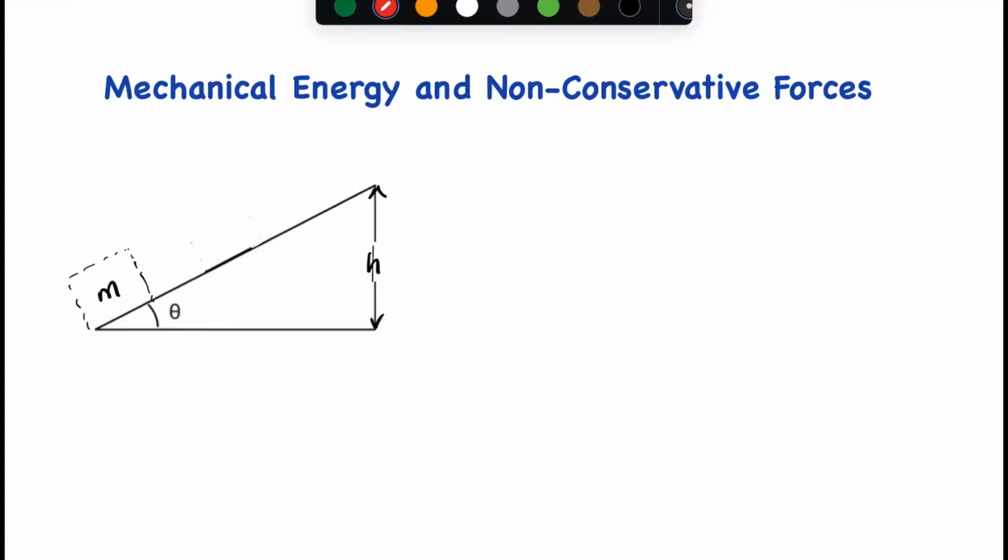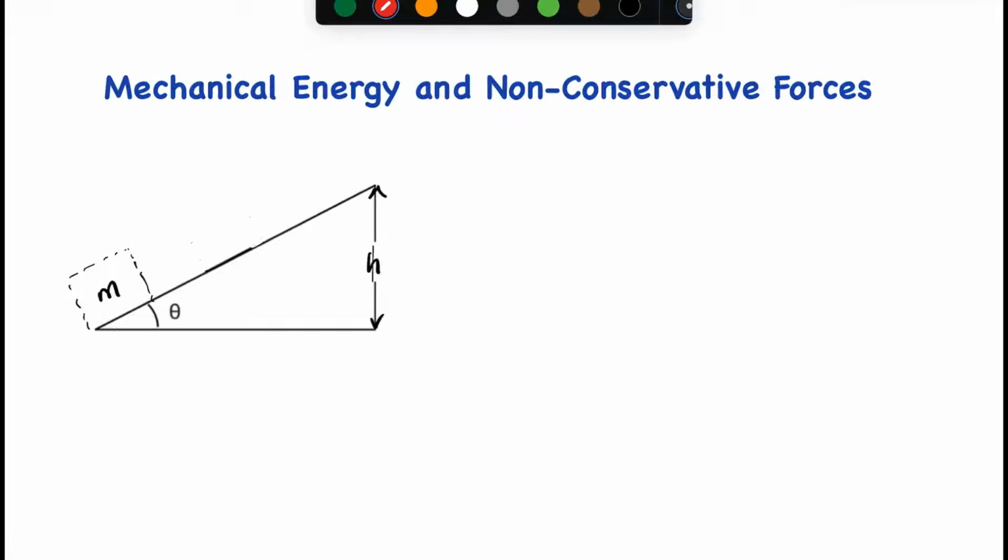Okay, folks, let's look at the mechanical energy and the non-conservative force. In this video I want to show you certain things that are very important for the exam questions, when you're answering questions about the work energy theorem, mechanical energy, and work done by a non-conservative force.